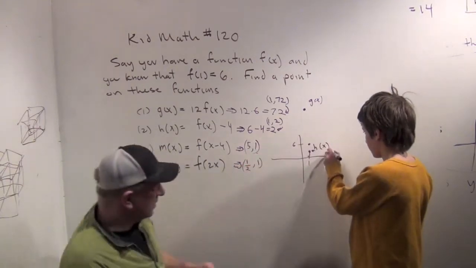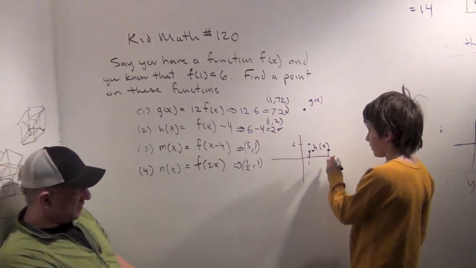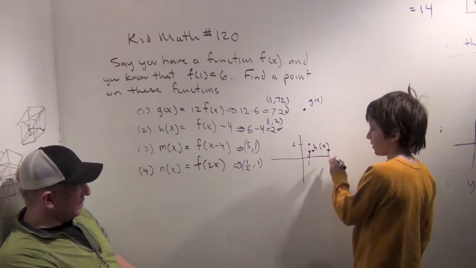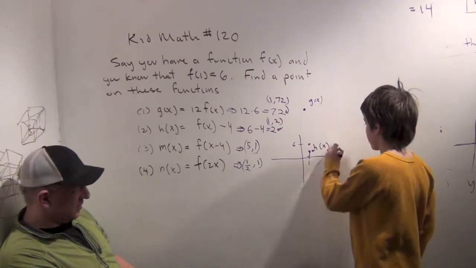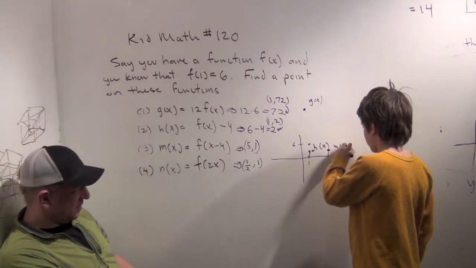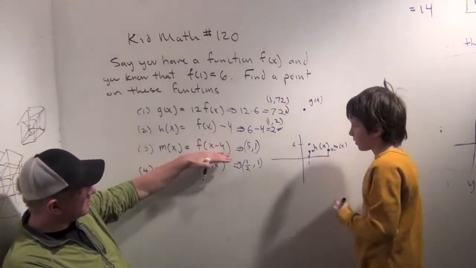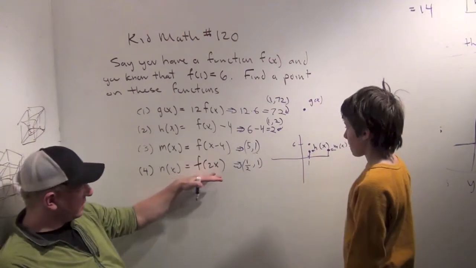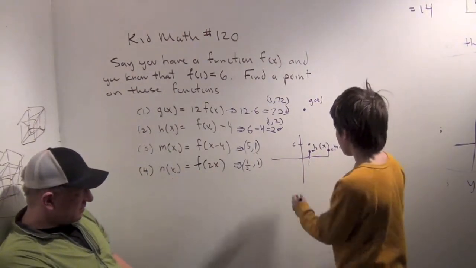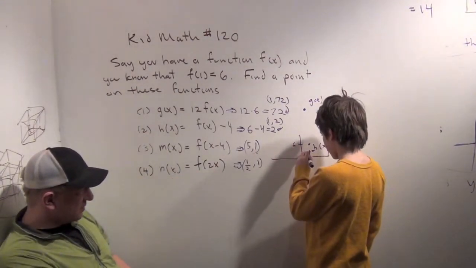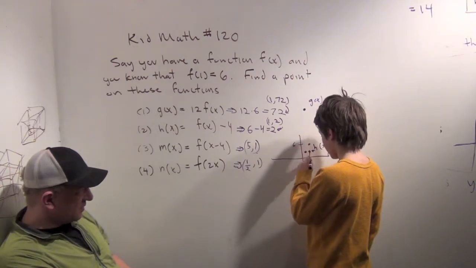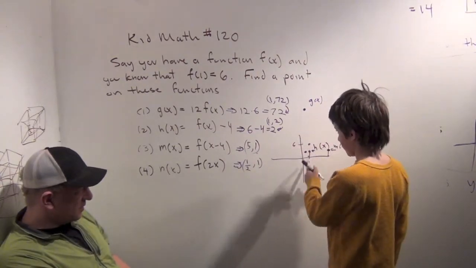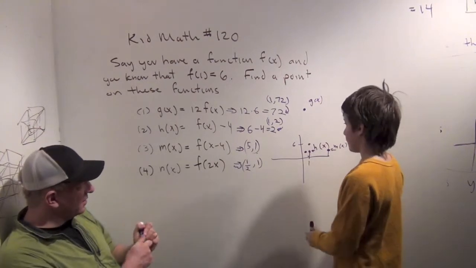Okay, so what point is that? This is h of x. No, it's m of x. That's 5, 1. So f of x minus 4 shifted it over that way. 5. And what about this one, f of 2x? What is that? Well, it's this. Goes up 1, but it's 1/2, 1. Okay, very good. Good job.